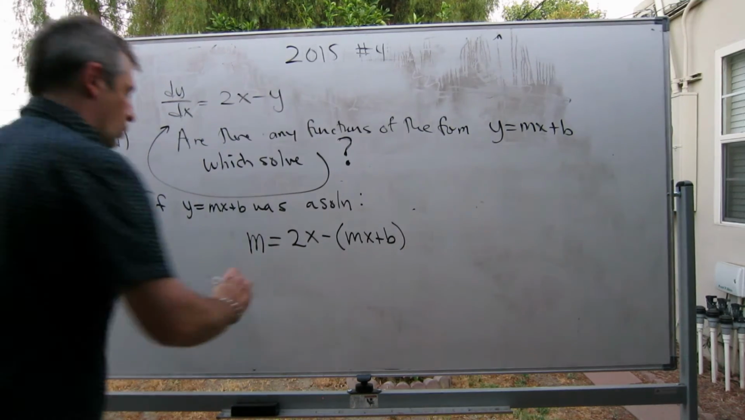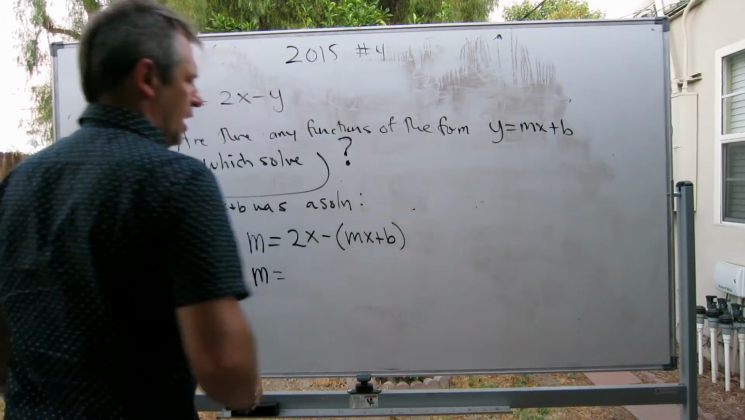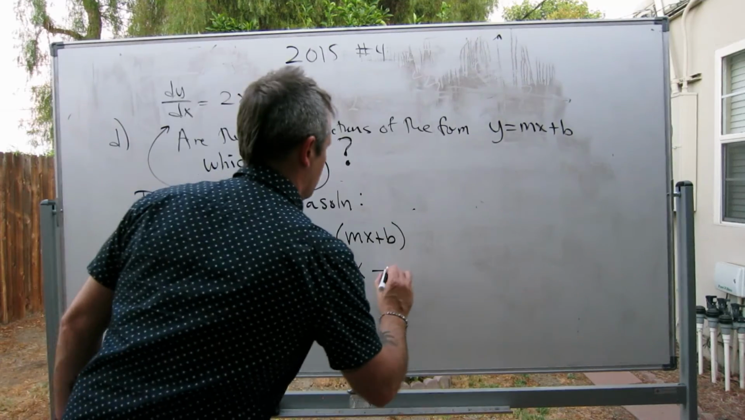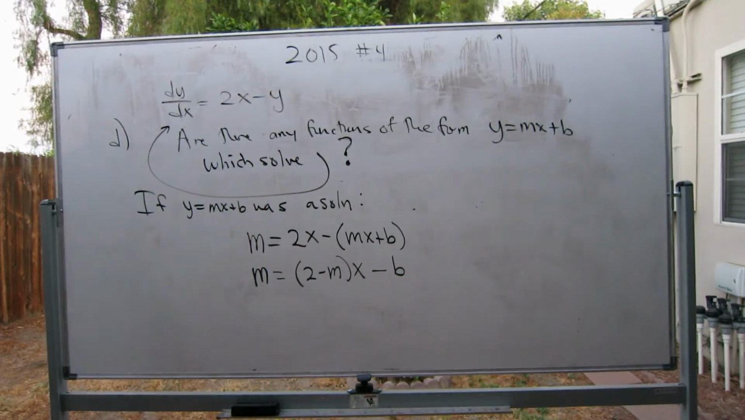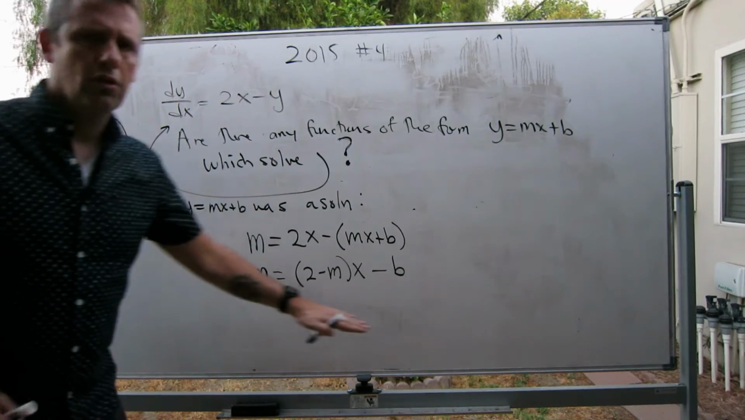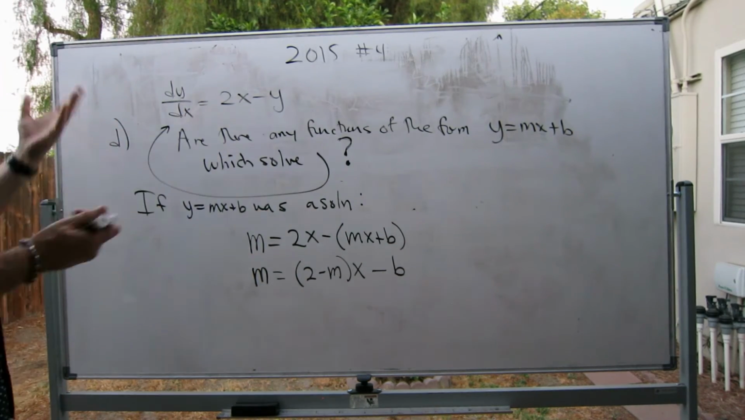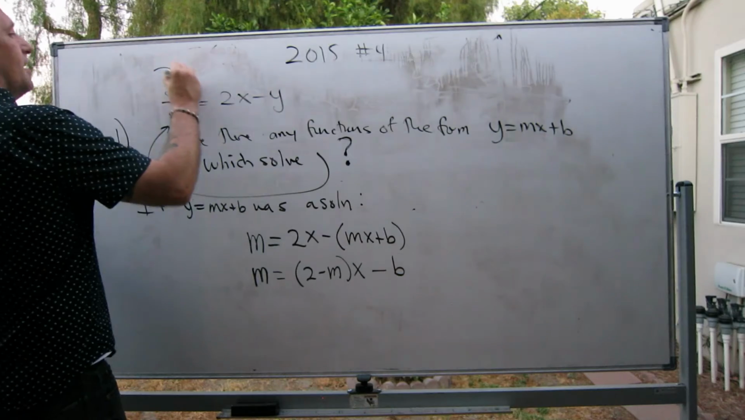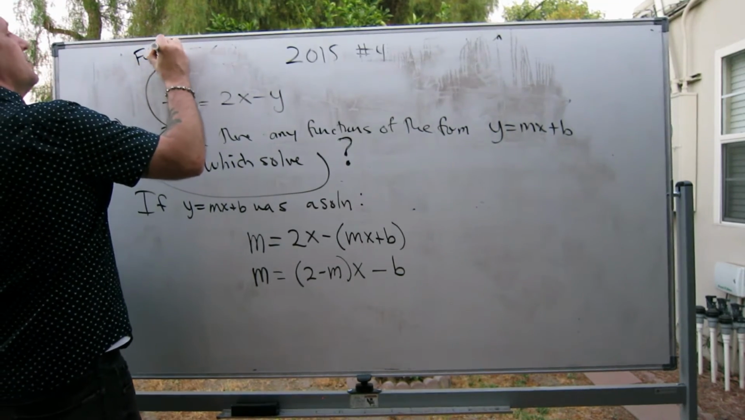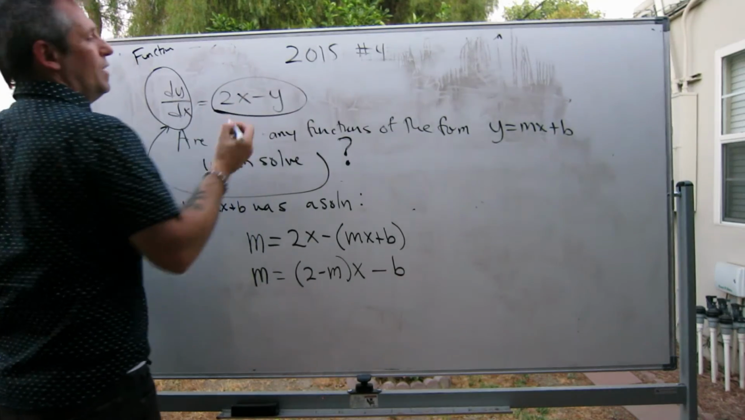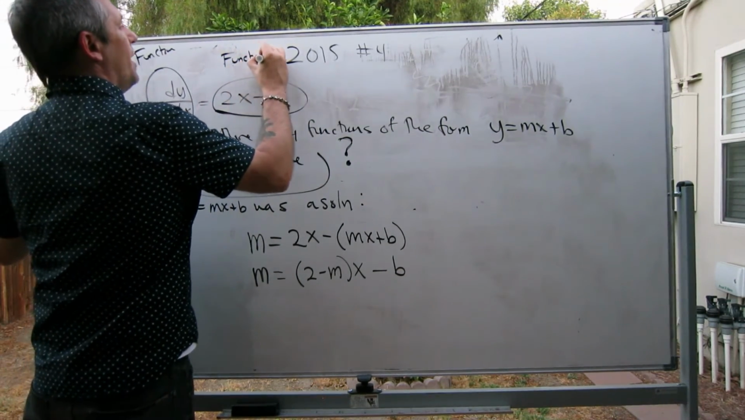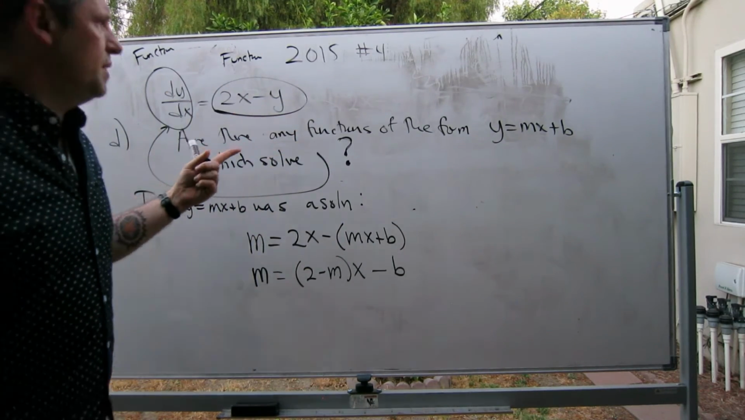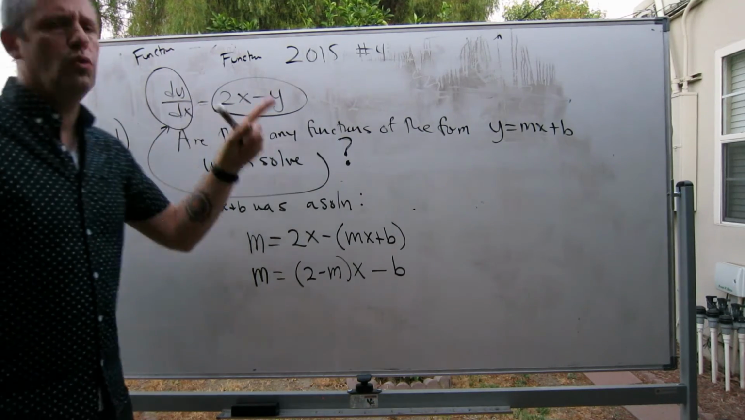So I'd get the equation m has to equal, I'm going to do a little bit of work here, 2 minus m times x minus b. Now it's a little bit weird to think about what this is saying. Remember, this equation is setting equal two functions. On the left-hand side, we have the function which is the derivative. And on the right-hand side, we have this other function. Whatever y is, the function on the right-hand side is 2x minus y. If y happened to be x squared, then the function on the right-hand side would be 2x minus x squared.